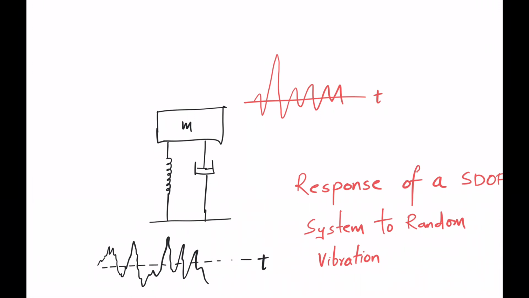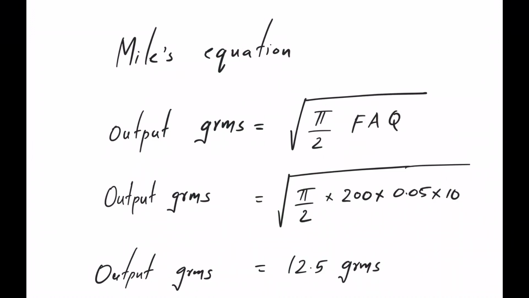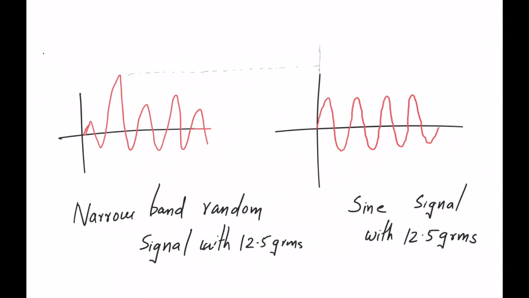But the question we are trying to address here is, what is an equivalent sine test for this particular scenario? Assume that this particular system has a natural frequency of 200 hertz and a magnification factor Q equal to 10. So the corresponding damping will be 5%, or the damping factor we are assuming is 0.05. Now if we use Miles equation, then we will get the energy content, or the output GRMS in the response. That works out to be 12.5 GRMS. So this is how the response signal will most likely look, and its energy content will be 12.5 grms.